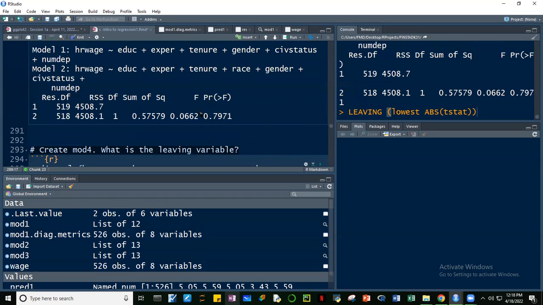Okay. P-value 0.7971. So what will be our conclusion, guys? Reject the null hypothesis or fail to reject? Fail to reject the null hypothesis. Kindly answer please in the chat box.